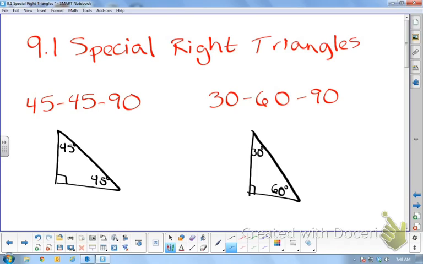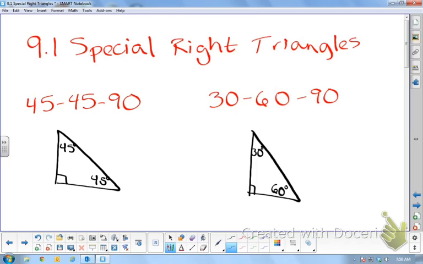Now these triangles are special for a reason. We can find a formula so that I could find all three sides of my triangle if I just know one side only. Knowing only one side, I can find all three sides. Whereas most of the time with right triangles, we have to know two sides to get the third. So these each have their own formulas we're going to be working with.